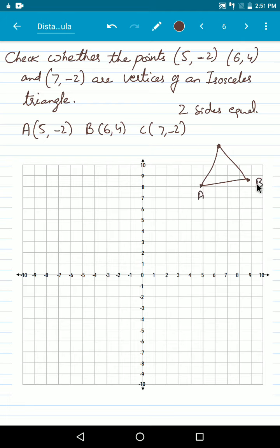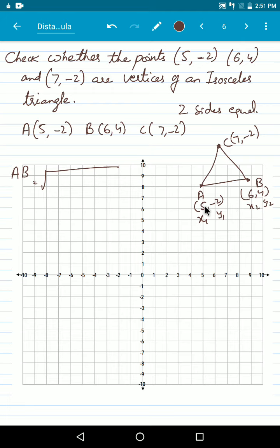A, B and C. This is just a rough diagram. A is (5, -2), B is (6, 4) and C is (7, -2). So use the distance formula and find AB. Okay, x1, y1, x2, y2. The distance formula is x2 minus x1.